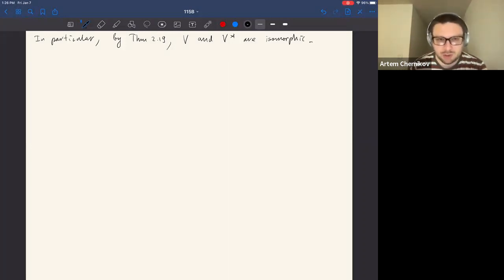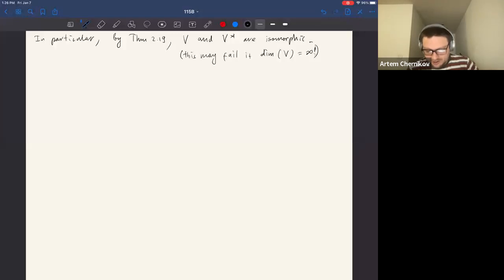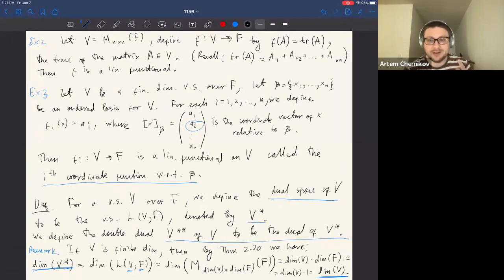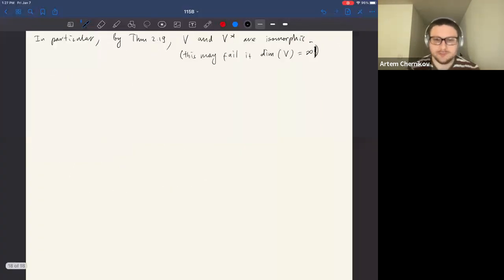One important remark here, it's actually important that we start with a finite dimensional vector space V. So importantly, this may be false. This may fail if the dimension of V is infinity, if it's not finite dimensional. And I encourage you to think of an example. We'll see maybe some examples later in the course, but I encourage you to think of one yourself. So it's important in the assumption here, in the statement that we made in this remark, that V itself is a finite dimensional vector space.